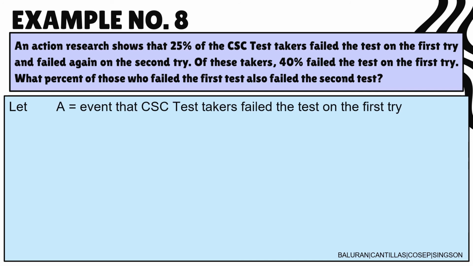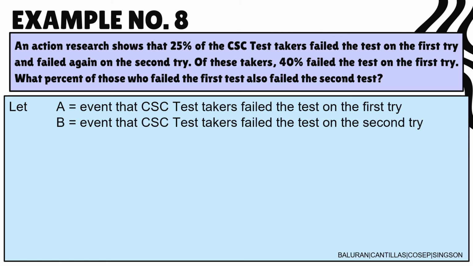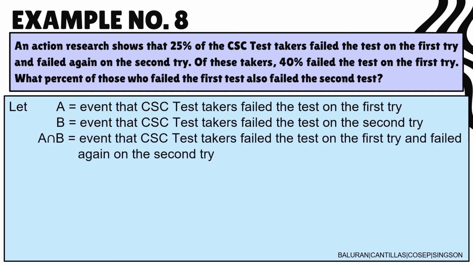What percent of those who failed the first test also failed the second test? So we will denote the following. Let A be the event that CSE test takers failed the test on the first try. Event B, the event that CSE test takers failed the test on the second try. Then we have A intersection B, the event that CSE test takers failed the test on the first try and failed again on the second try.